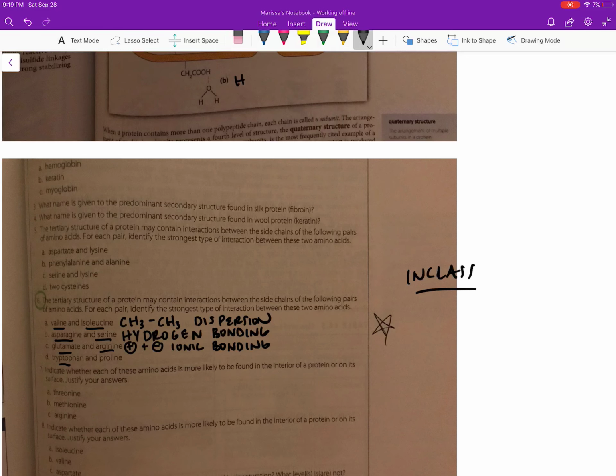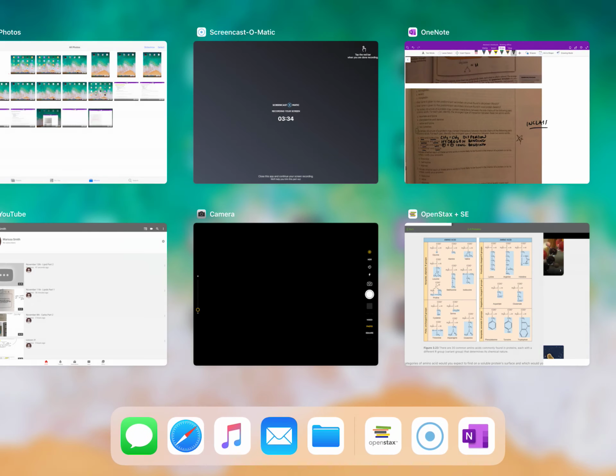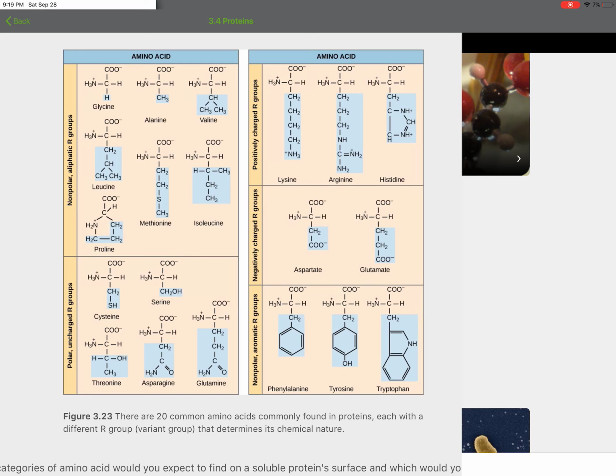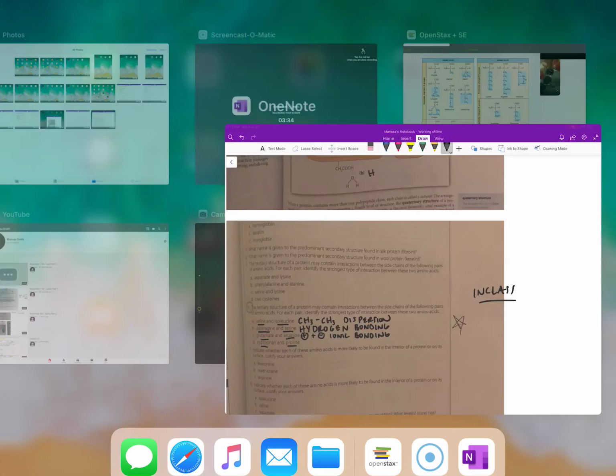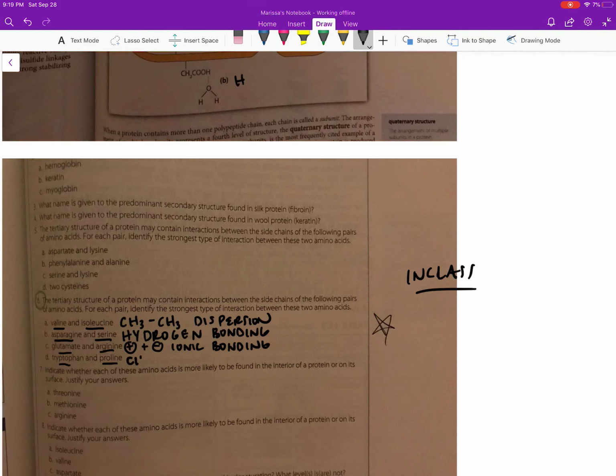Now the last one is tryptophan and proline. So let's go back and look. Tryptophan is in the bottom right hand corner. It's got the big bulky group. And proline is in the upper left hand corner. And you see in the blue box it's nothing but CH2, CH2, and CH2. So this is, again, another example of dispersion forces because it's carbon and hydrogens in that blue box.